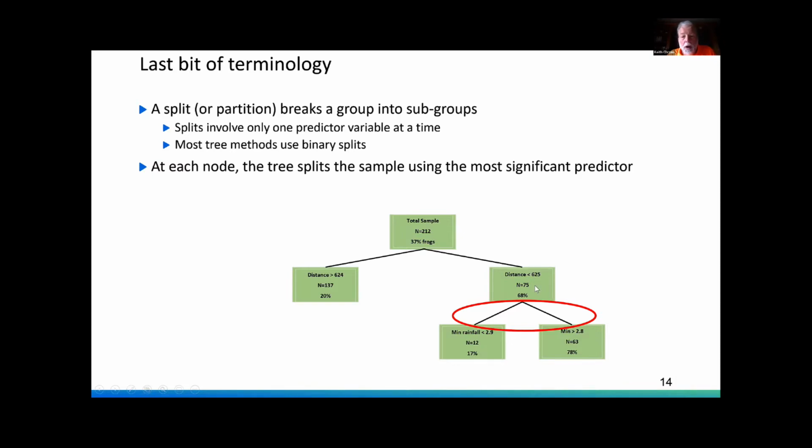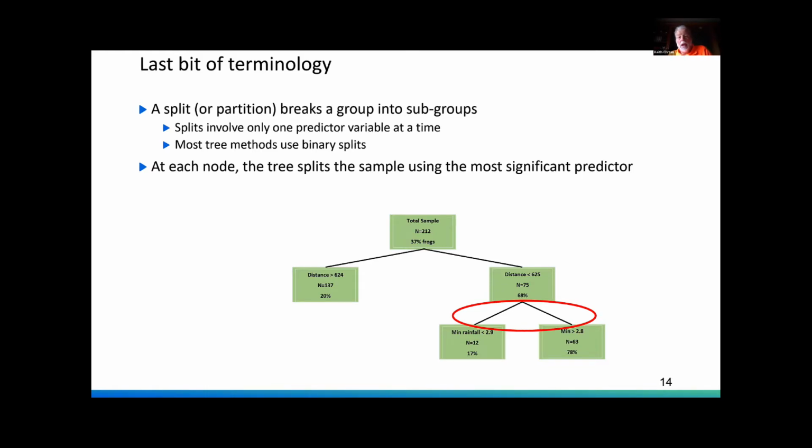And then for each of those, it looked to see, well, can we split it further? And it turns out that when the distance was greater than 624 meters from the nearest breeding pond, no more variables allowed us to split that sample any further. And so it stopped. So we have a node that ends right there. Doesn't split further. But on the right-hand side, we can see that there was another split that was based on the amount of rainfall.